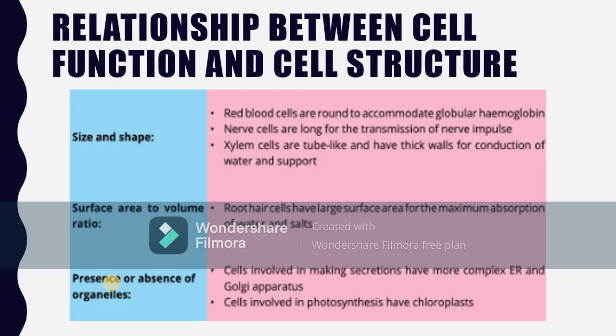Presence or absence of organelles: the cells involved in making secretions have more complex endoplasmic reticulum and Golgi apparatus, and cells involved in photosynthesis have chloroplasts. In this way, the presence of organelles plays a major role in the functioning of the cell. This is all about the organelles and their functioning, and we will study the tissues in the next lecture.